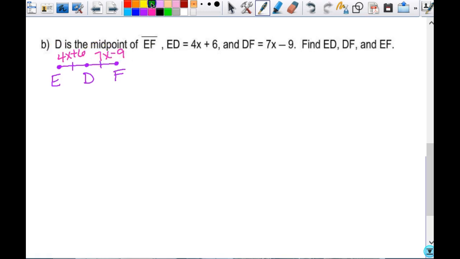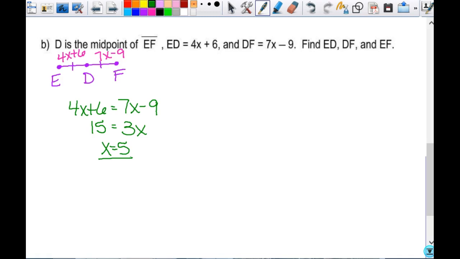Okay, so I can't add them together and set them equal to anything because I don't know what EF is. They are congruent, so I can set them equal to each other. So 4x plus 6 equals 7x minus 9. It's going to give me 3x equals 15, so x equals 5. Now, remember this. Listen carefully here. Once you set it up, you're done with the geometry.